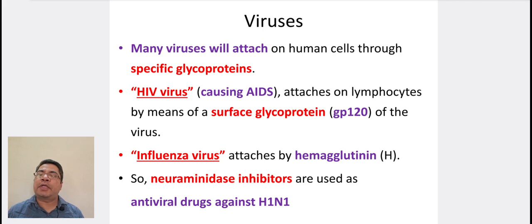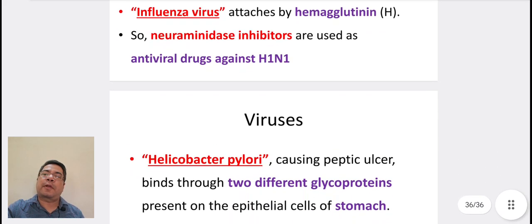Coming to viruses, many viruses attach to human cells through specific glycoproteins. HIV virus causing AIDS attaches to lymphocytes by means of the surface glycoprotein, that is GP120 of the virus. Influenza virus attaches through hemagglutinin H, so neuraminidase inhibitors are used as antiviral drugs against H1N1.